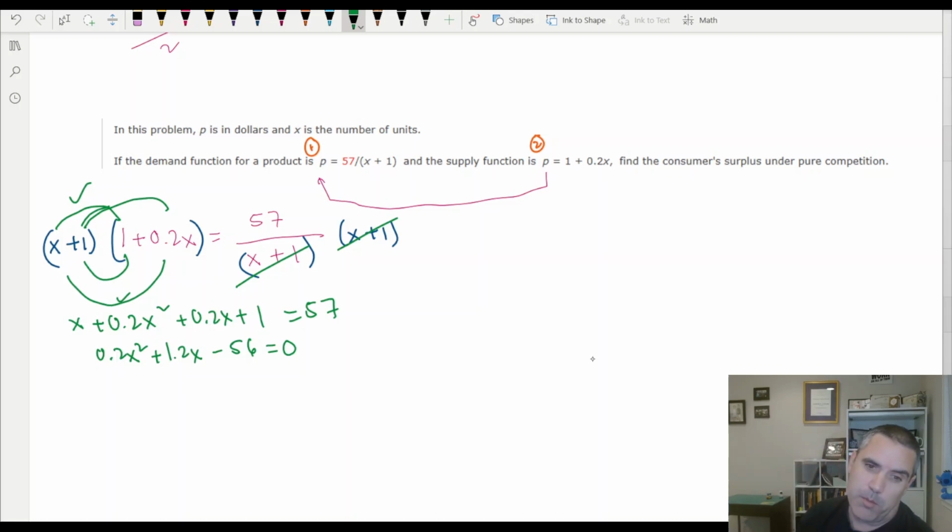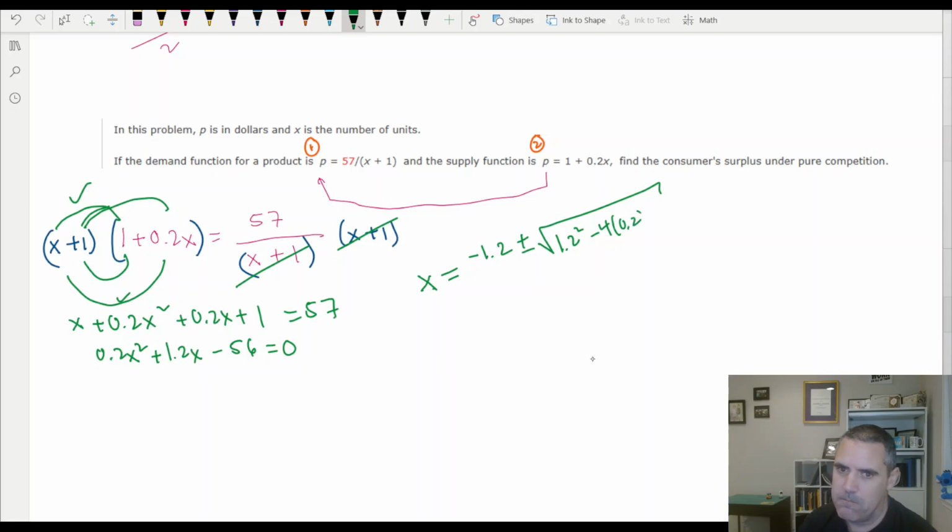And there I'm a little tempted to multiply everything by 10 because I don't like the decimals. But let's say I'll try to do this the way a student would do it. Let's do the quadratic formula. So negative b plus or minus square root b squared minus 4ac all over 2a. All right, and let's get my calculator out. 1.2 squared minus 4 times 0.2 times negative 56.